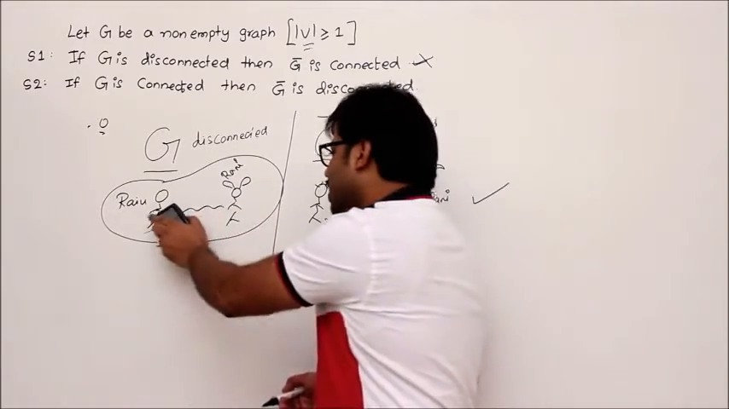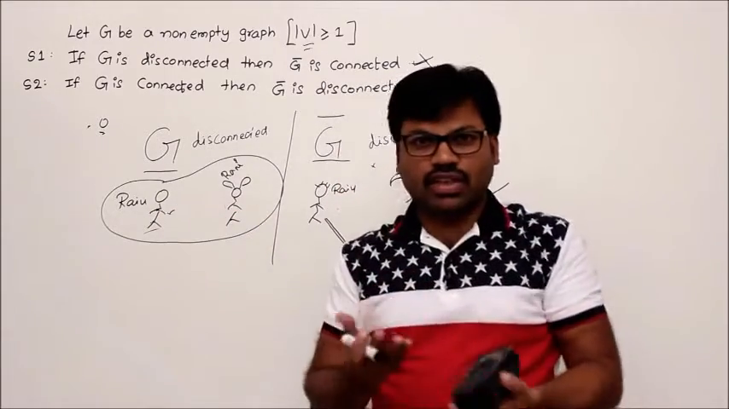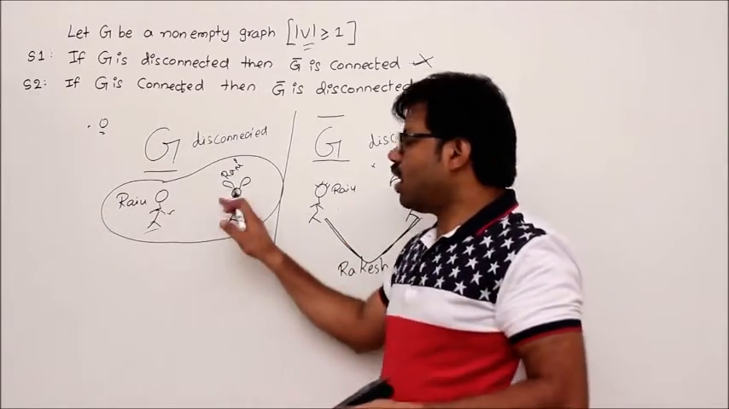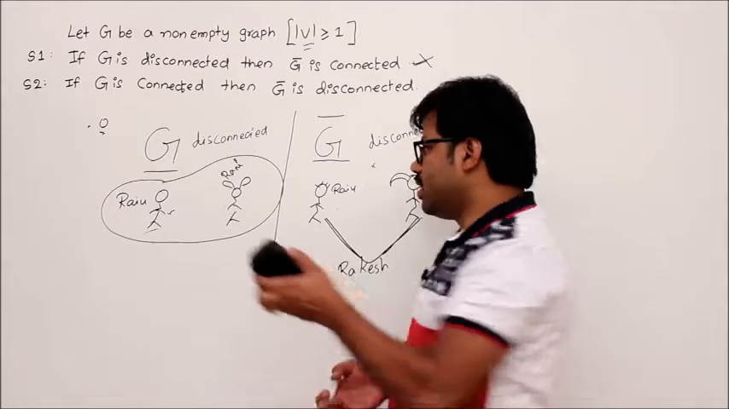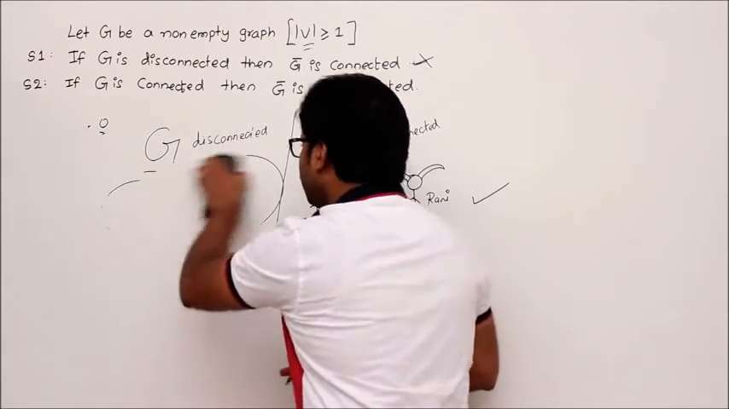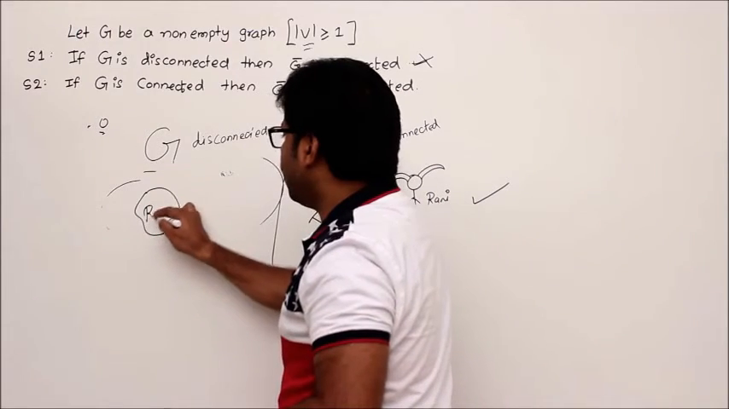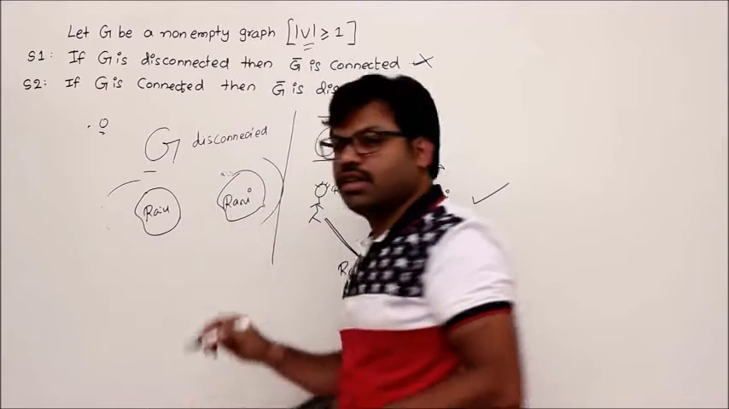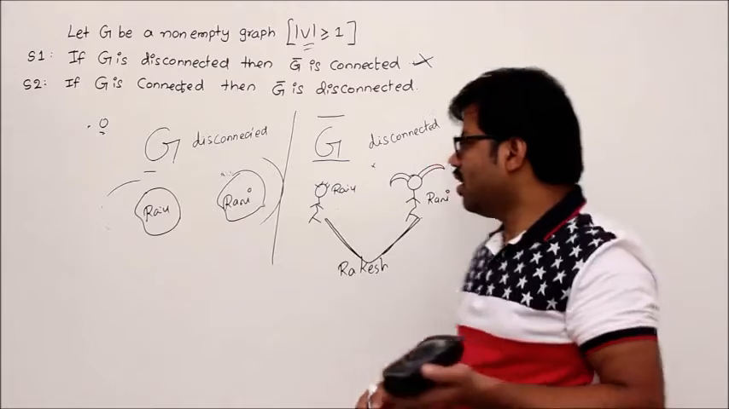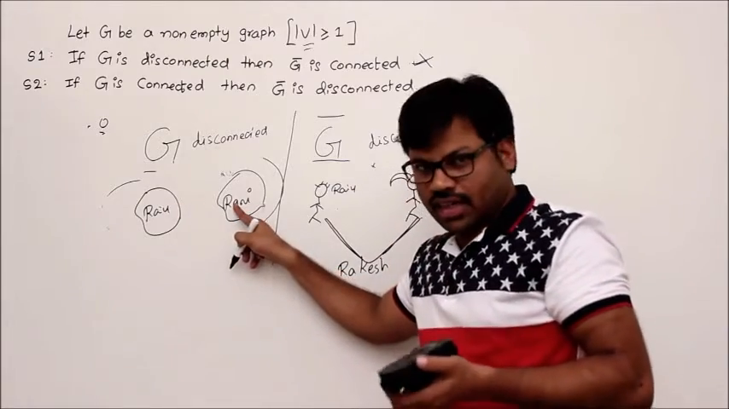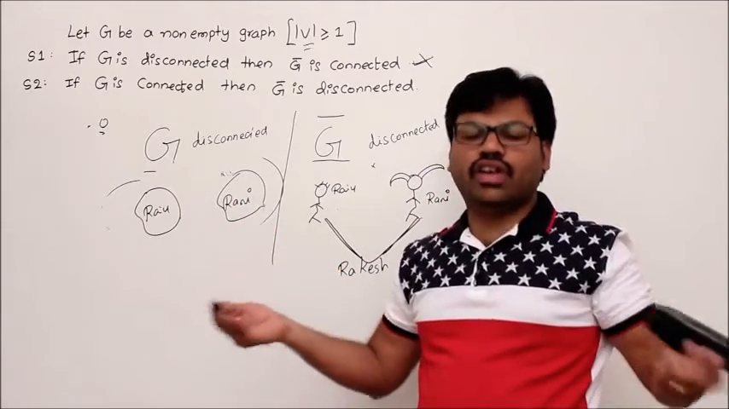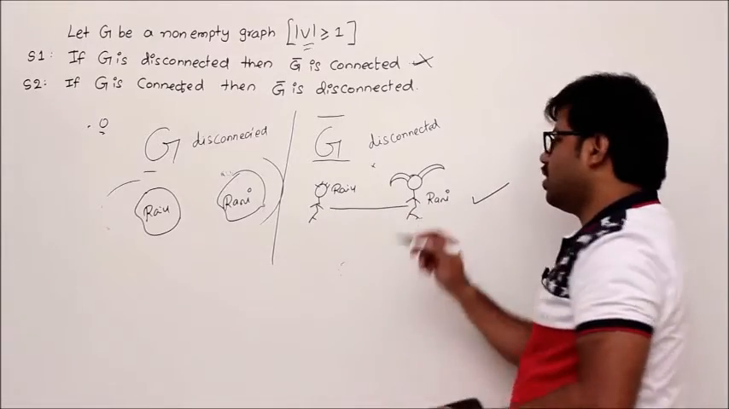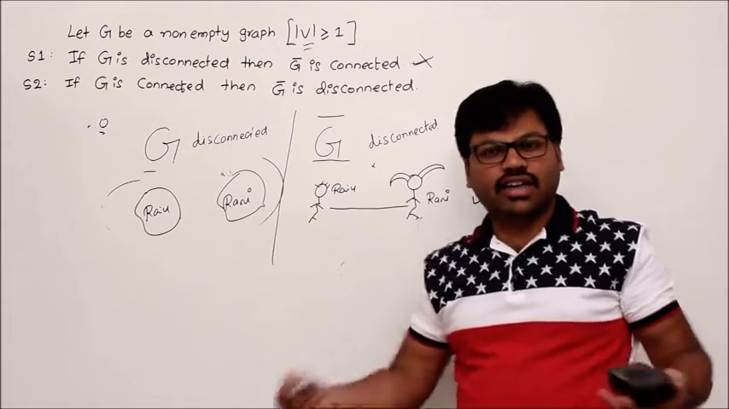Let's take the second case. What is the second case possible for this Raju Rani? The second case for Raju Rani is that Raju Rani belong to different partitions. What if Raju Rani belong to different partitions here? Let's say Raju belongs to one partition, Rani belongs to the other partition. Then it's very easy. Since there is no edge between them directly, that's the concept of two different partitions. Then directly Raju Rani will share an edge. Hence Raju and Rani are again connected.